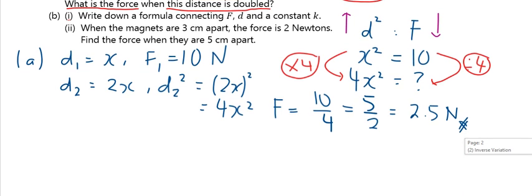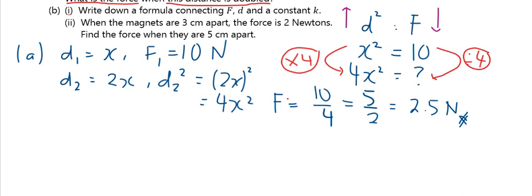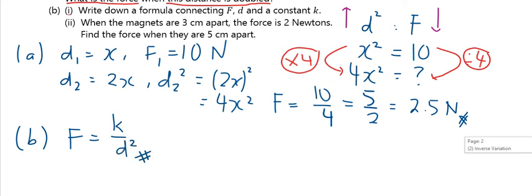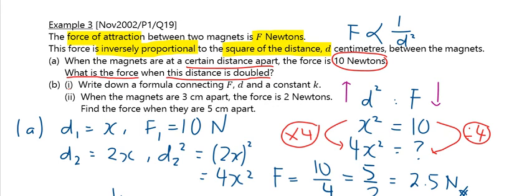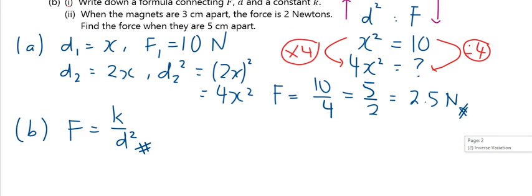Let's have a look at part B. Write down a formula connecting F, D, and a constant K. So this is force, this is distance, and constant K. So a straightforward one, you can just write down F equal K out of D squared. Where do I got it? It's because I have it here on the first place here. F is proportional to 1 over D squared. Now let's answer part 2, the final part. I forgot to write down part 1.